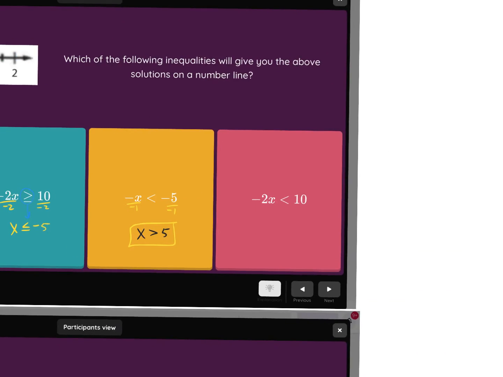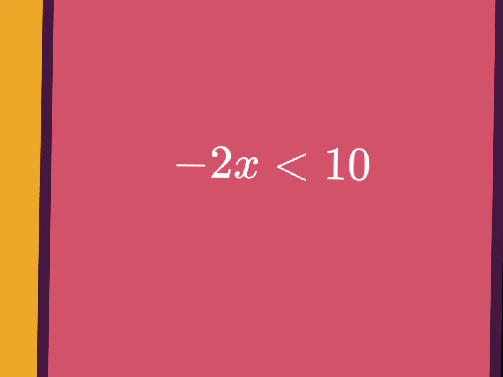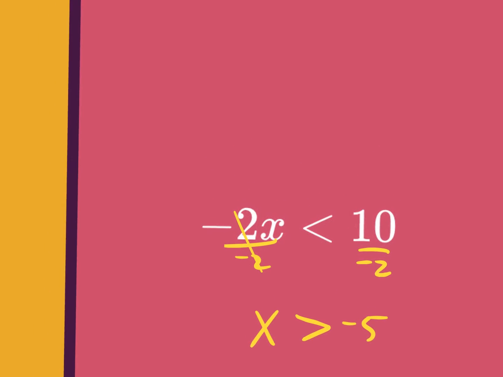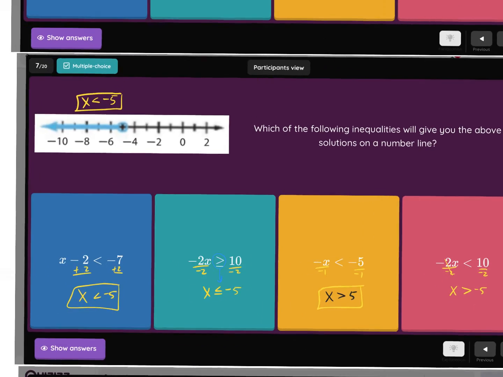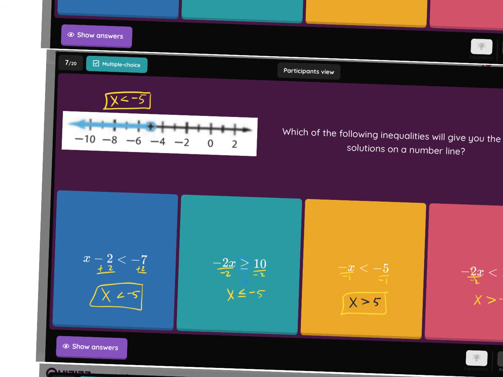Might as well just go through that last one just for funsies here. Divide by -2, divide by -2. That'll be x is, flip the symbol because we divided by a negative. And if we look through these, we already concluded that the first one will be the correct choice here. So please pick this one.